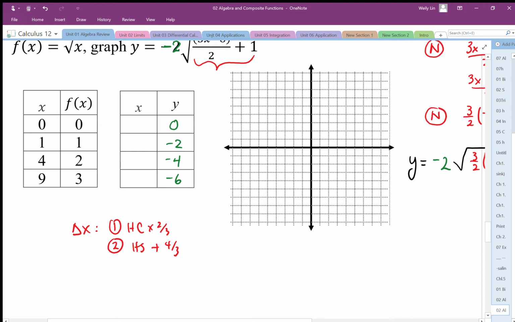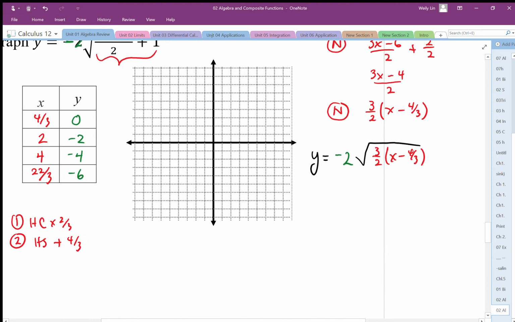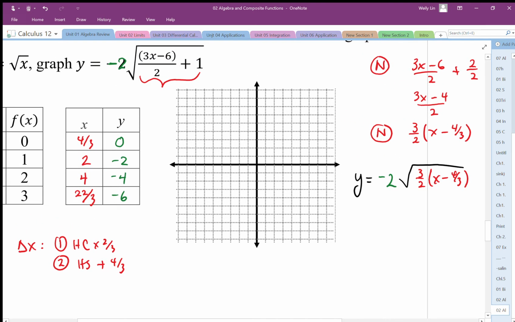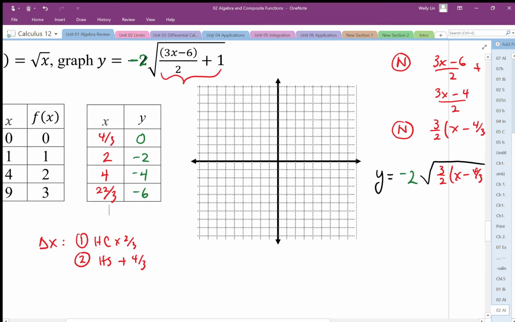So 0 times 2/3 plus 4/3 is 4/3. 1 times 2/3 plus 4/3 is 6/3, or 2. 4 times 2/3 is 8/3 plus 4/3 is going to be 12/3, or 4. 9 times 2/3 is 18/3 plus 4/3 is 22/3. Okay, so this is very useful to do with factored form. When you actually undo the algebra here, you actually get the calculation to actually do the transformation.